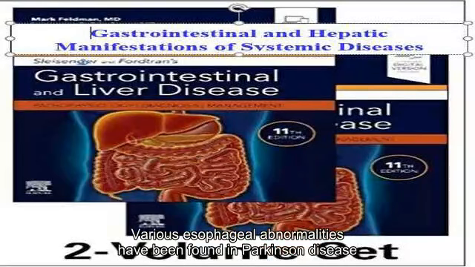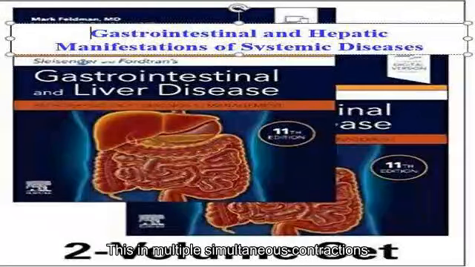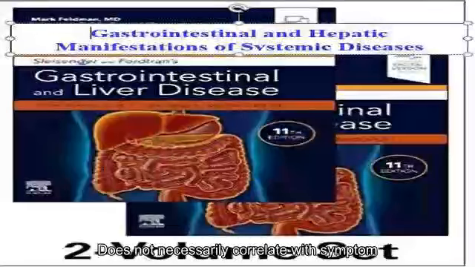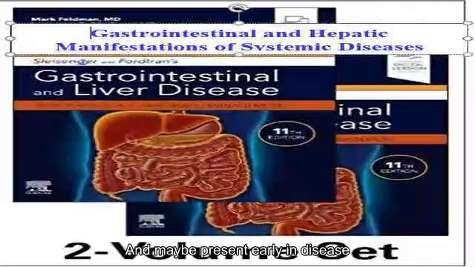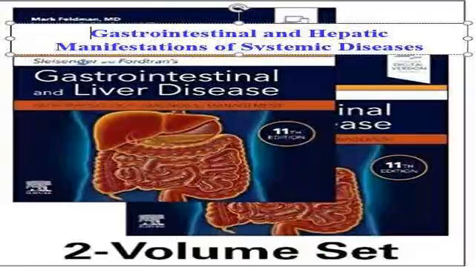Various esophageal abnormalities have been found in Parkinson disease, including aperistalsis and multiple simultaneous contractions. Delayed gastric emptying, particularly of solids, with impaired gastric myoelectric activity, is found in the majority of Parkinson disease patients, does not necessarily correlate with symptoms, and may be present early in disease. Nausea may be a medication side effect rather than due to delayed gastric emptying.